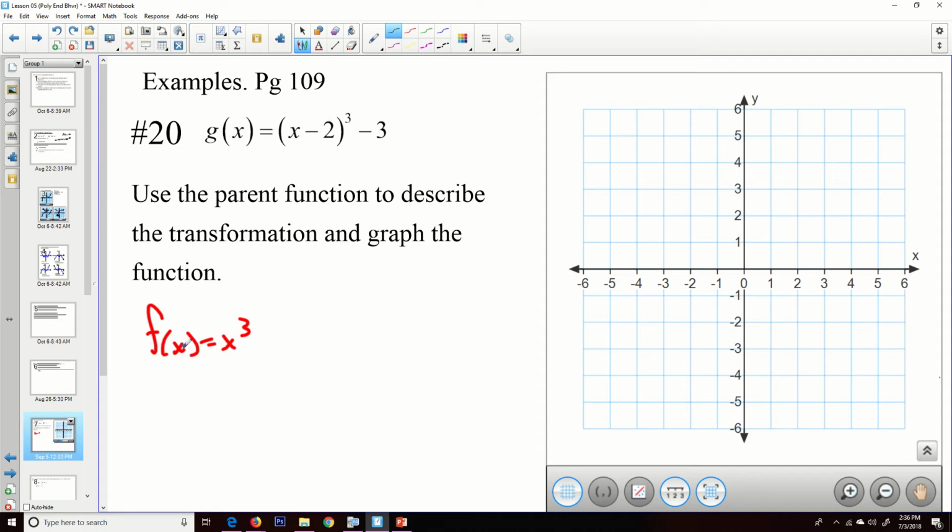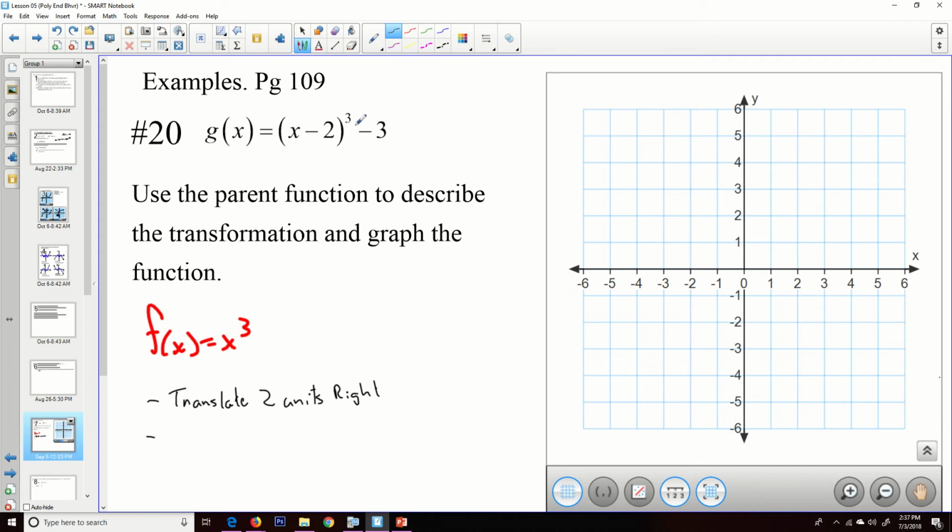So let's say I said x equals 4. I'm going to plug in 4. I'm going to subtract 2. That's a left-right transformation. And because it's negative, remember, inside left-right transformations are opposite what we would think it would be. So we're going to say that our g function is translated 2 units to the right.